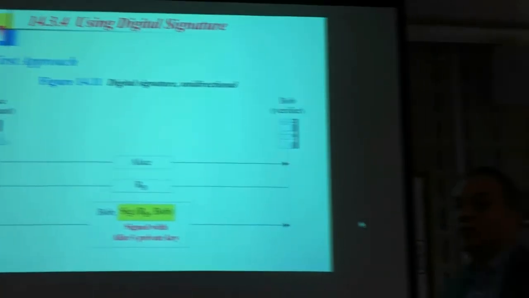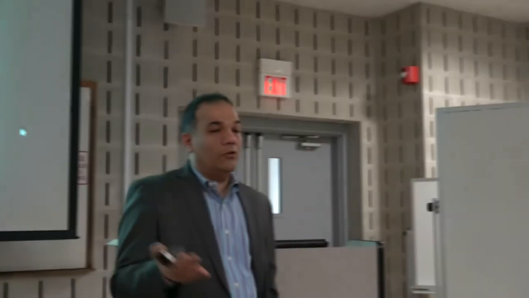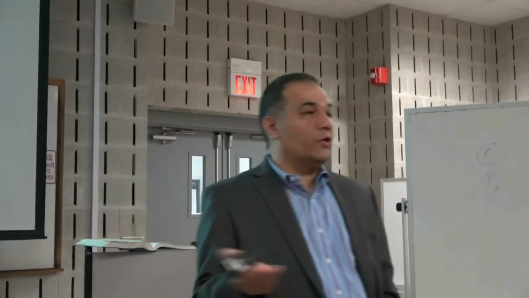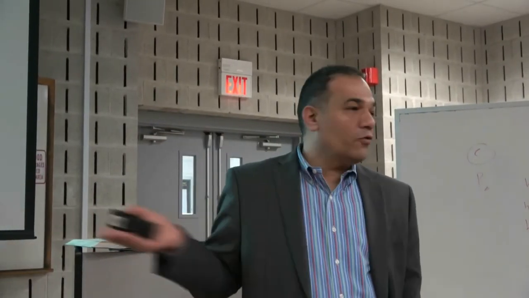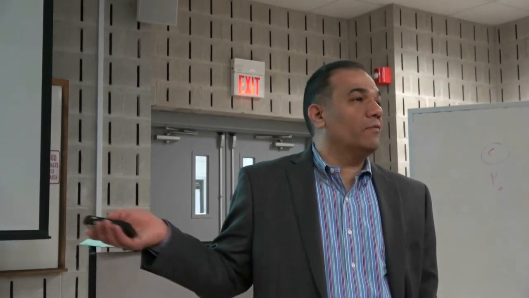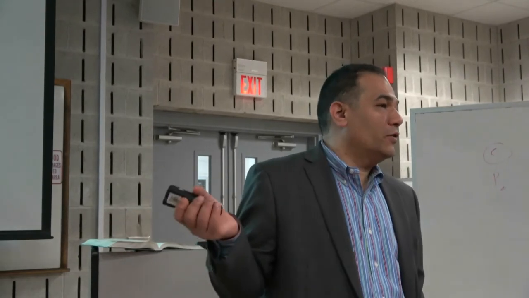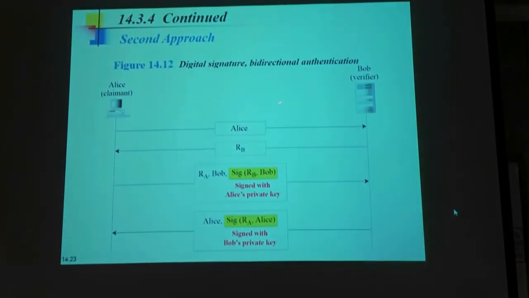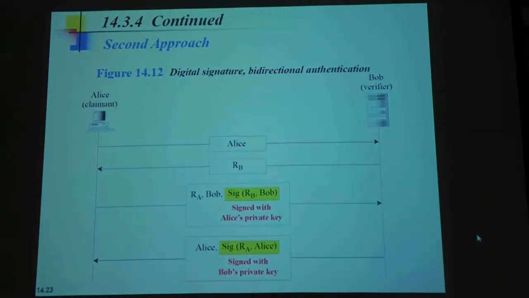In real life, if you're writing an application, a web application or any application, and it requires all of this, that's part of your code. Okay? So there is a library for signing, for using one of the signature algorithms. So you just include that and you just write the logic. Okay, second approach in here, digital signature, bidirectional authentication.